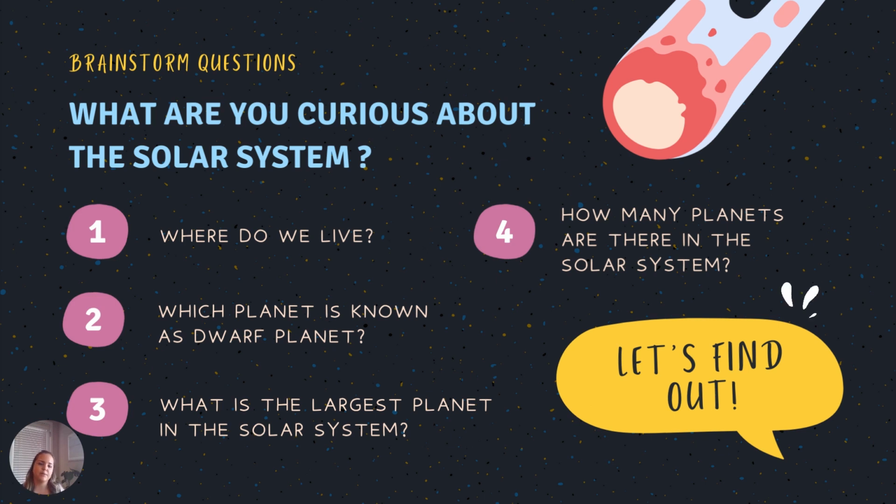So if you're curious about our solar system, this is a great place to find out more information because we are going to talk about where we live. We're going to talk about what planet is known as a dwarf planet and was previously considered an entire planet on its own. What is the largest planet in our solar system, and how many planets are there in our solar system? So these are some kind of questions that you can write down in your notes, and as we answer them, you can write down the answer next to them, and those would be great to refer to when you're taking exams or studying for those exams.